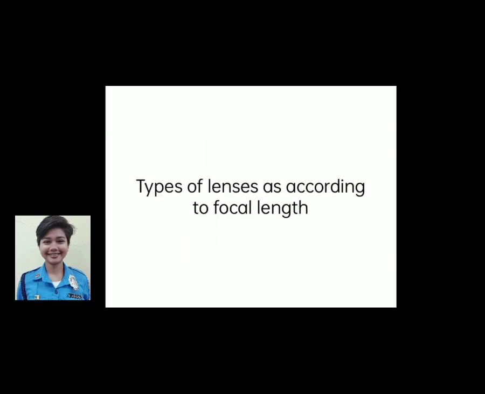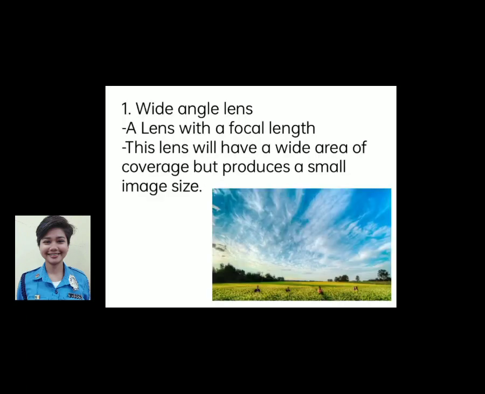Recently, we've discussed the types of lenses according to degree of correction. Now let us proceed to the types of lenses according to focal length. First is the wide-angle lens. Wide-angle lens is a lens with a short focal length. This lens will have a wide area of coverage but produces a small image size.